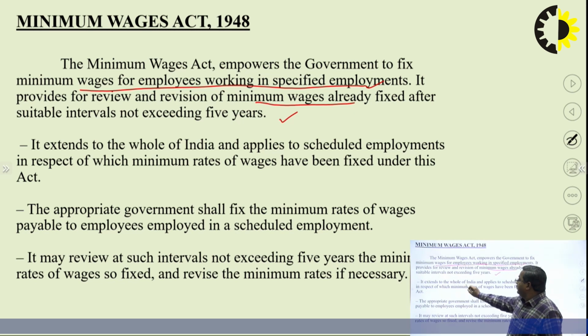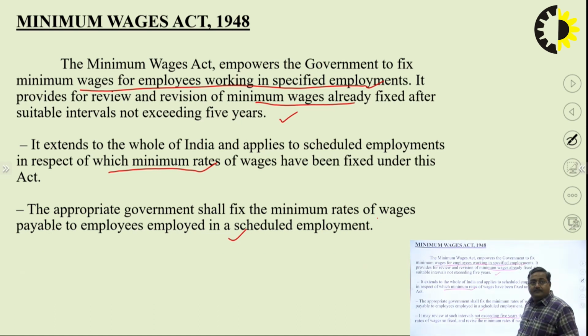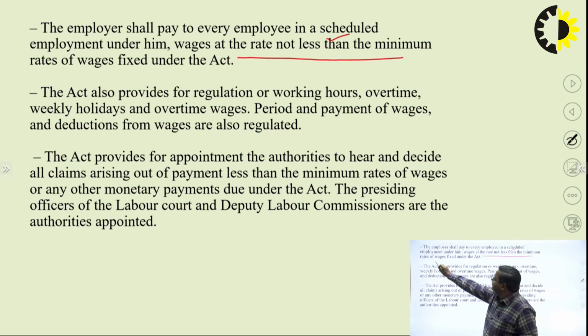It extends to the whole of India and applies to scheduled employment in respect of which minimum rates of wage have been fixed under this Act. The appropriate government shall fix the minimum rate of wages payable to employees employed in a scheduled employment. It may review at such intervals not exceeding 5 years the minimum rate of wage so fixed and revise minimum rates if necessary. The employer shall pay to every employee in a scheduled employment under him wages at a rate not less than the minimum rate of wage fixed under the Act.